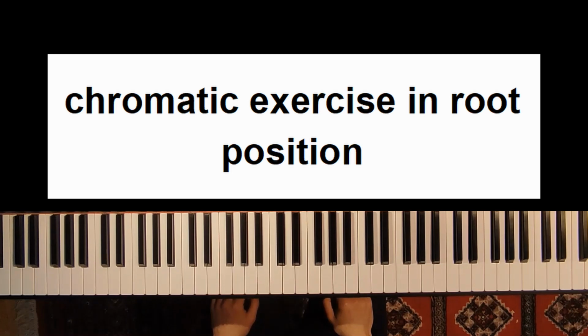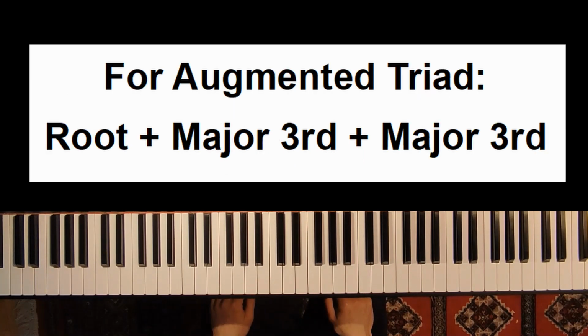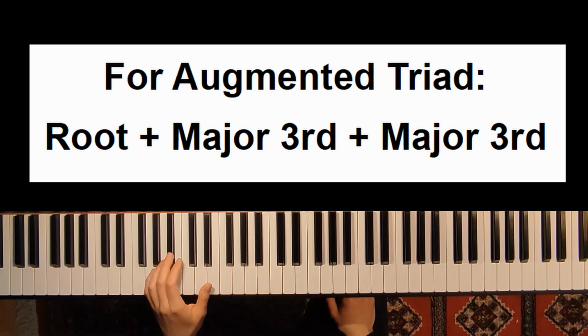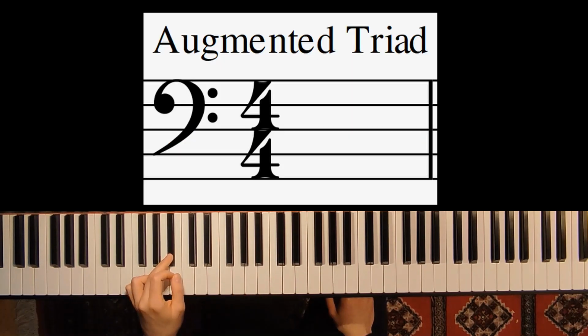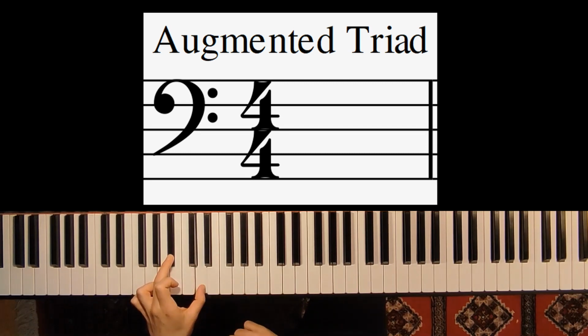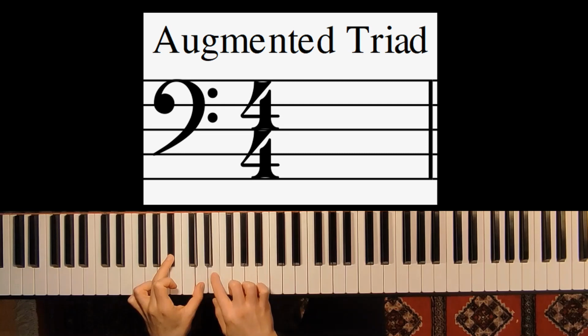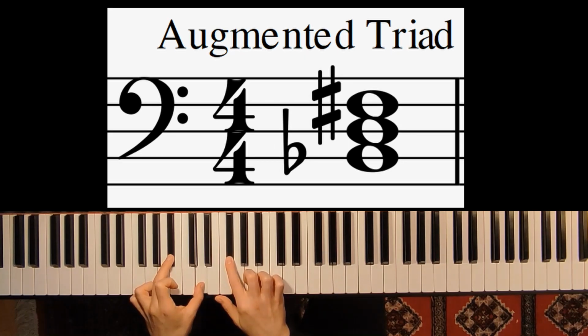Now let's look at another example. This time we want to build an augmented triad. So for augmented we have to find a root note. Let's do an example, maybe this time in bass clef for B flat. And now we have to place first a major third. Major third is D, and now again a major third.